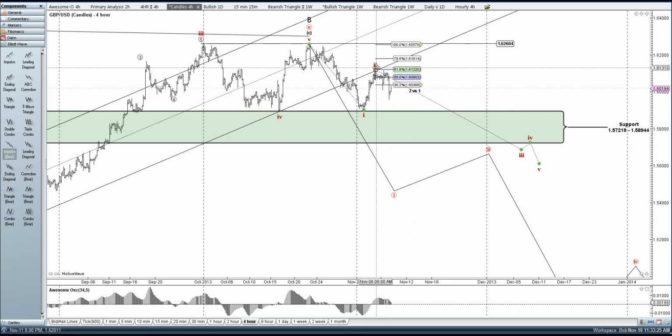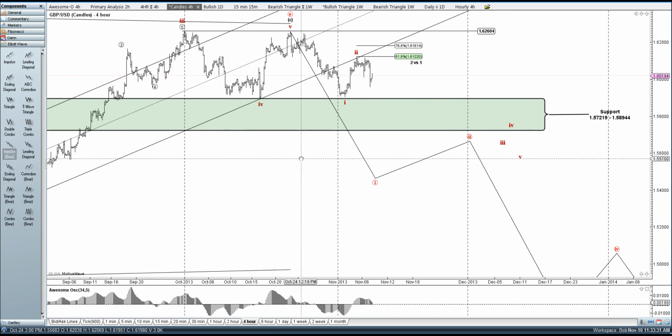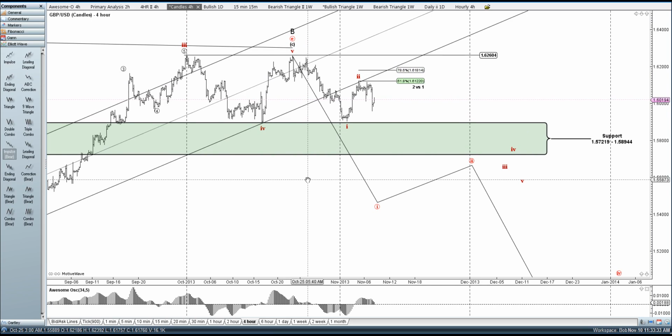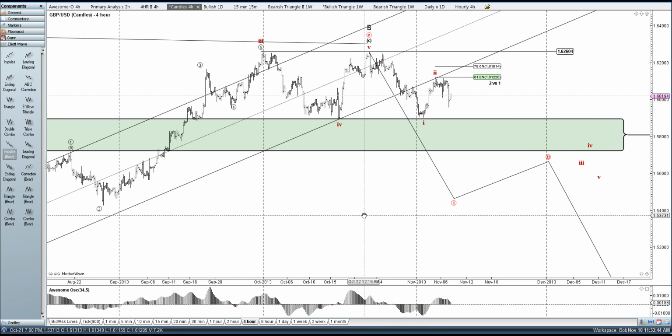As you see, that bounce stopped dead at the 61.8 there, so we'll have to continue to watch. Once we get back below 59 here, I think it will be a pretty sharp move down. Okay, that's what I'm watching there.